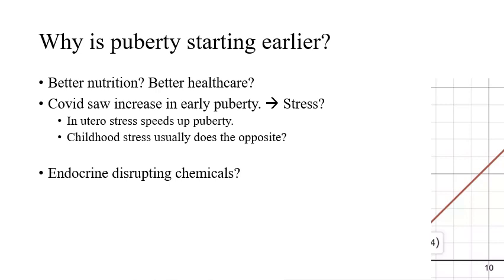Childhood stress actually does the opposite usually, but not always. Where you have increased stress, then it usually delays puberty somewhat. While it wasn't COVID particularly, people attributed that mostly to stress. It was a very stressful situation, but it also could have been just a more sedentary lifestyle. There could have been screens going on.